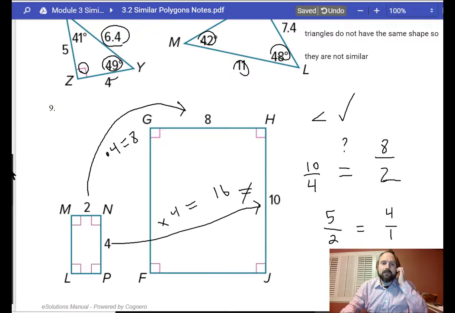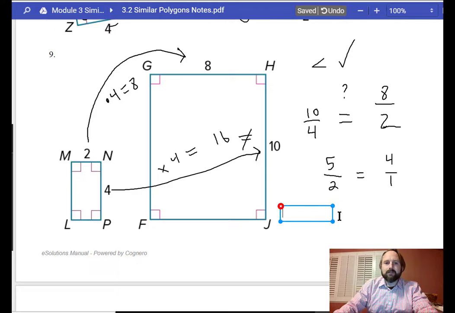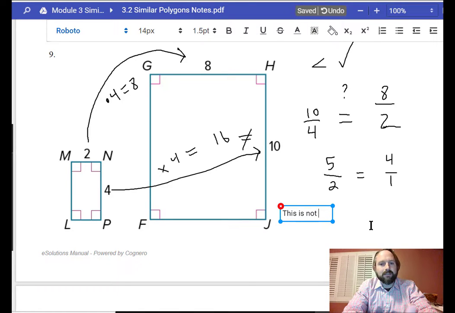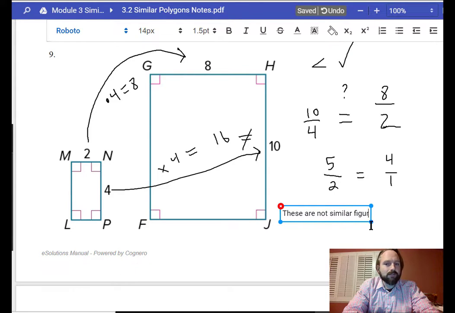It doesn't equal, so we can tell right now that this is not a scale factor. These are not similar figures. They can't be, because although they have the same angles, the sides are not proportional to each other. One is 4 times bigger, the other is less than 4 times bigger. Let's go on.